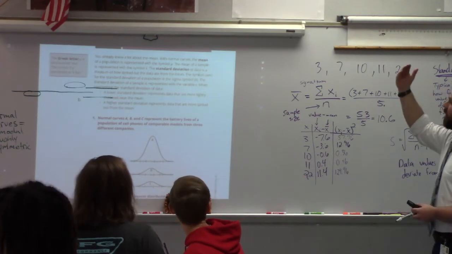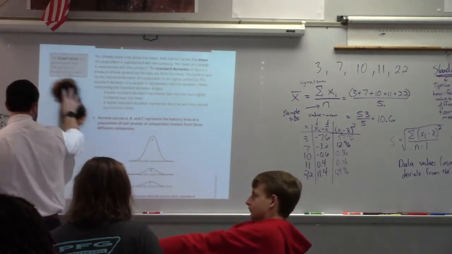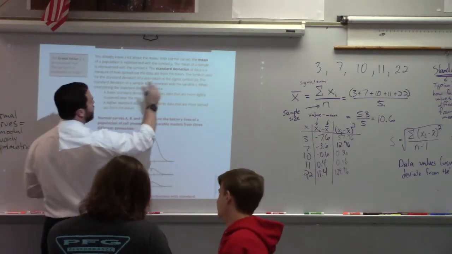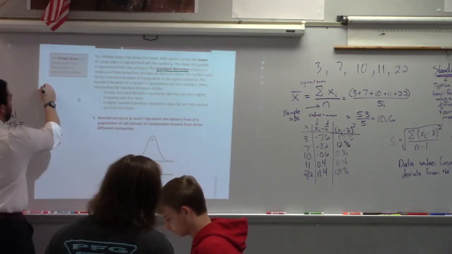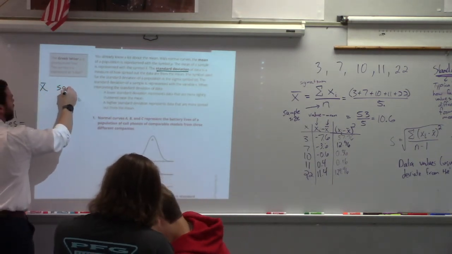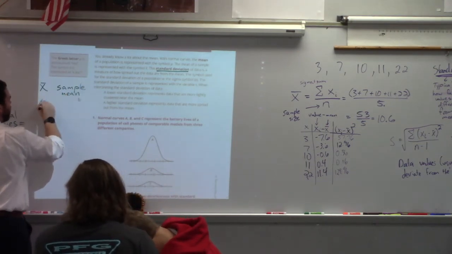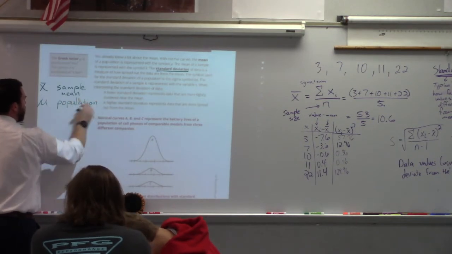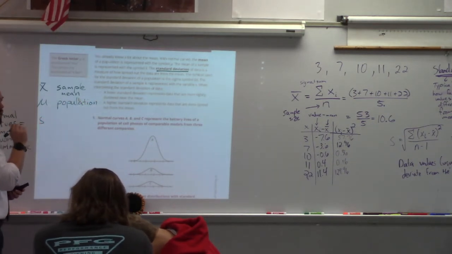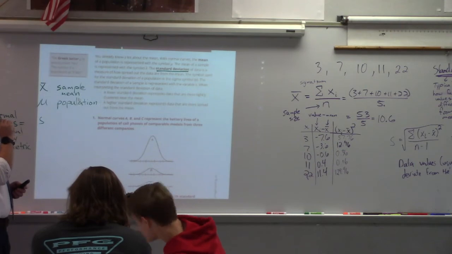So, notice we already talked about mu. We've already talked about x bar. I will point out this detail. We talked about standard deviation. Sample mean, x bar. Remember that's sample mean. And then the other one's population. Mu is population mean. S, what is that going to be? Standard deviation. Yep. Sample or population.